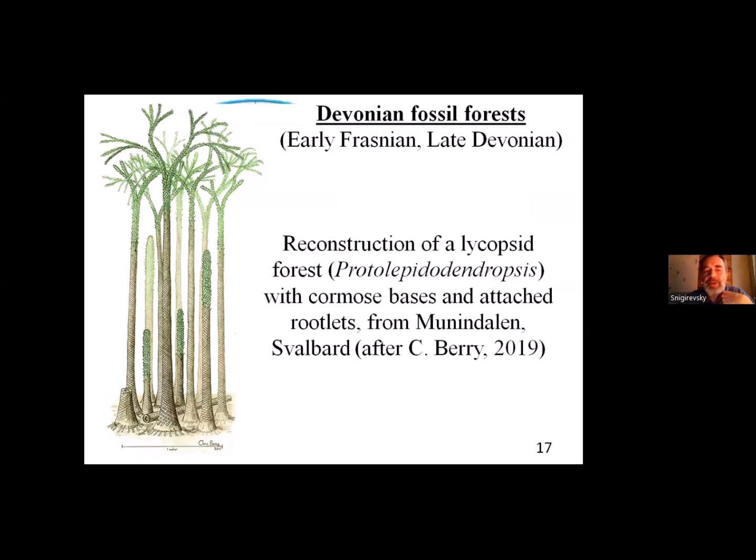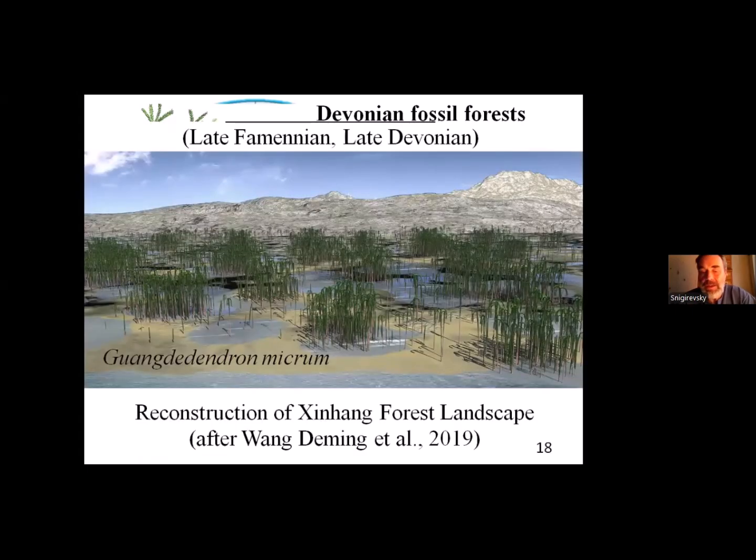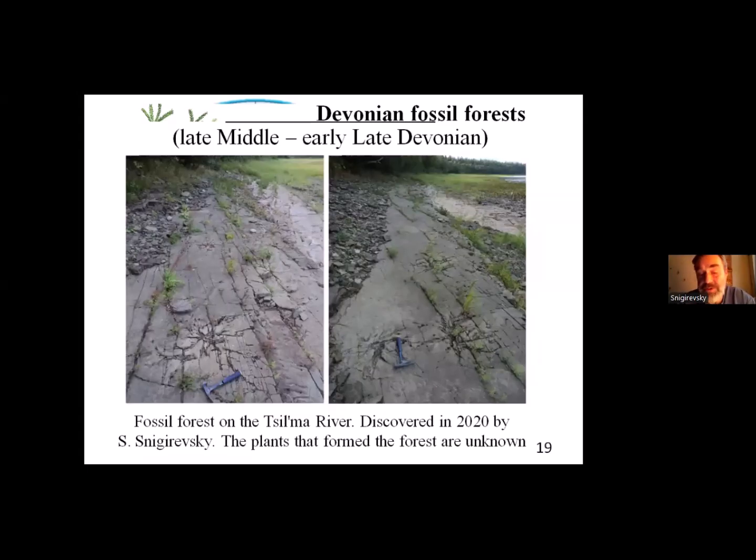But our investigations show that not all the fossil forests in the late Devonian were of lycopsid nature. It is the fossil forest on the Tsilma River, in the middle Timan ridge, on the left and right banks of this river. There are about 25, maybe 30 stumps, but not stumps.